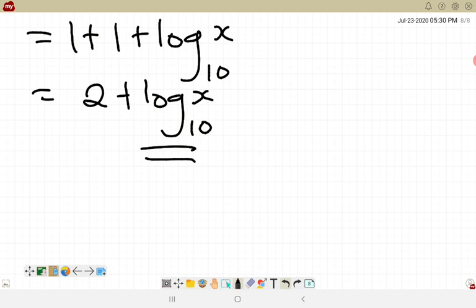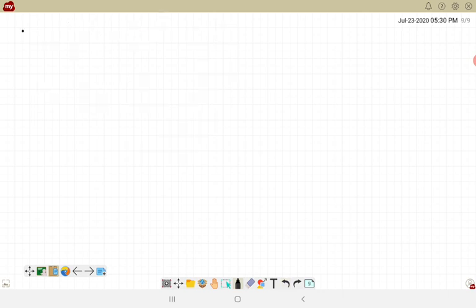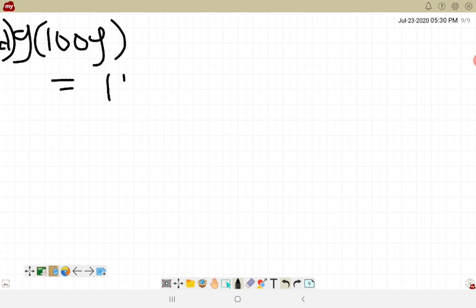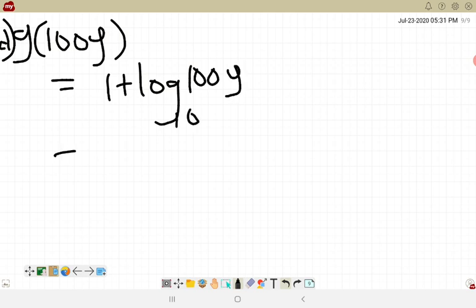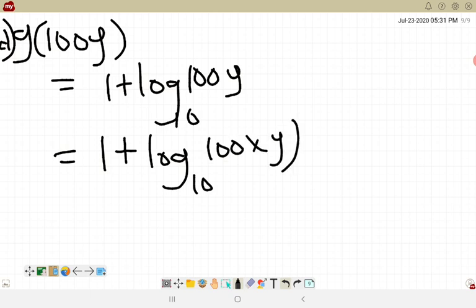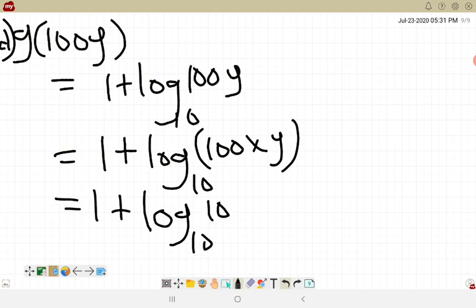Okay, now g of 100y will give us 1 plus logarithm of 100y base 10, which is 1 plus logarithm to base 10 of 100 times y. Okay, law of logarithm: when you multiply, you add the logs. Logarithm of 100 to base 10 plus logarithm of y to base 10.